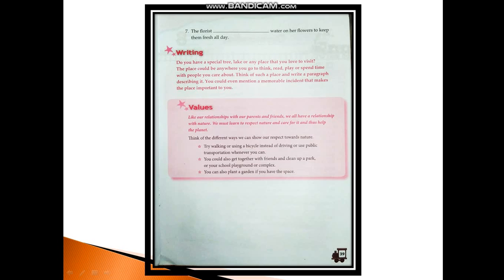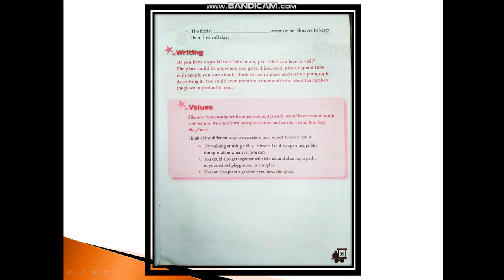Next is values. Like our relationships with our parents and friends, we all have a relationship with nature. We must learn to respect nature and care for it and thus help the planet. Think of the different ways we can show our respect towards nature. You can try all these ways. First is, try walking or using a bicycle instead of driving or using public transportation whenever you can. This will minimize the pollution level.